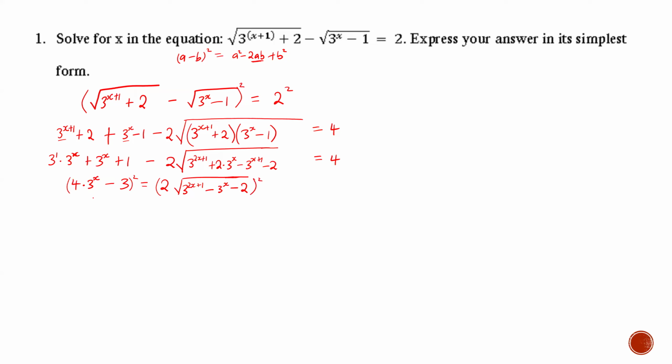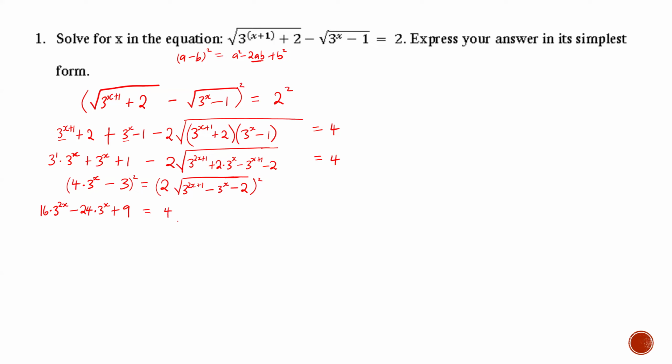And then when I square, I'm going to use the same expansion. So this is going to give me 16 times 3 to the power 2x. Now, why is this 2x? Because I'm going to have 3 to the power x squared. So in that case, you multiply the powers, x times 2, which is 2x. Minus 2 times this. That's going to be minus 24 times 3 to the power x. And then plus 3 squared, which is 9.